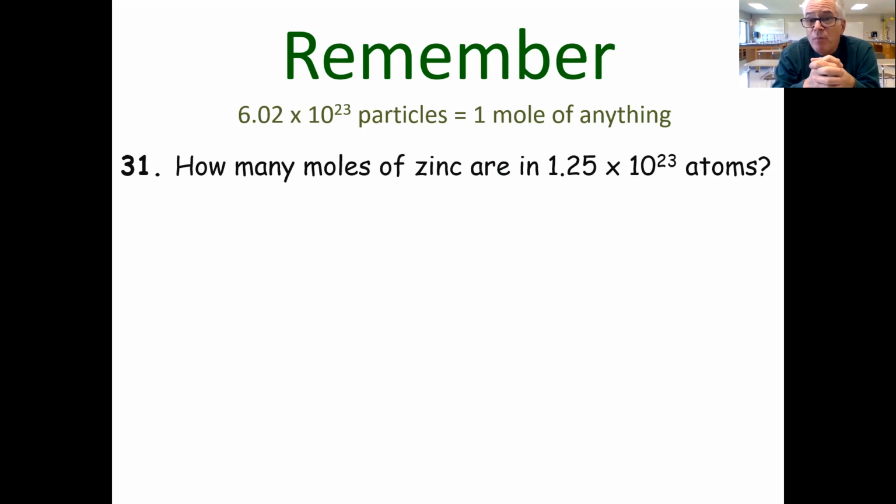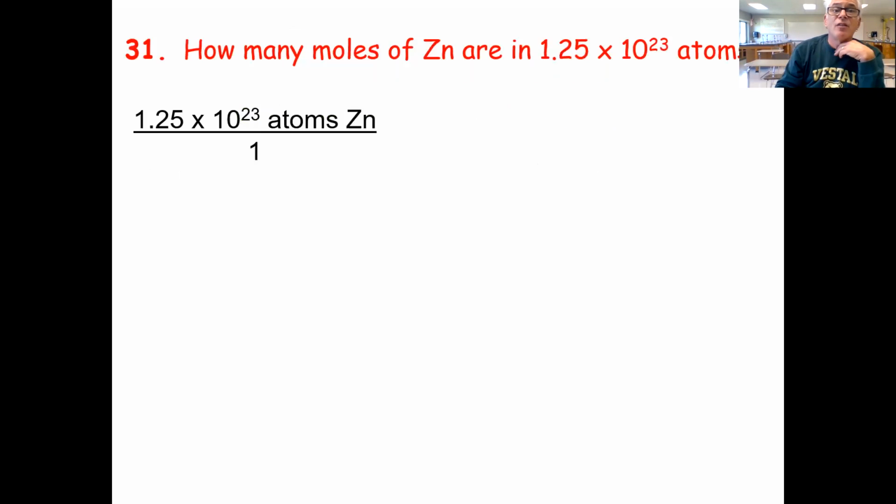We're starting with 1.25 times 10 to the 23rd atoms of zinc. That's where we're going to start. Now, the conversion factor here, we don't care about grams. We're not talking about grams now. We're going to go from atoms to moles. So what do we know about how many atoms is a mole?